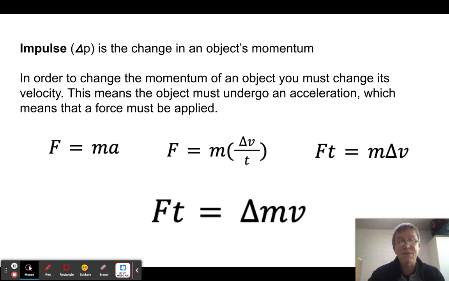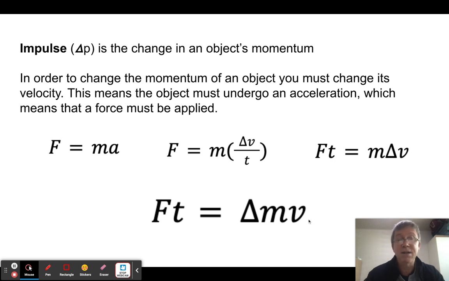In order to change the velocity of an object, I have to make it accelerate. Otherwise, it didn't change its velocity. In order to make something accelerate, you got it, I have to apply a force. Remember, F equals ma. So the idea is this: if I say F equals ma, Newton's second law, and I say I'm going to define a as the change in velocity over time, because that's what it is, then I quickly can derive the impulse equation, which is force times time is equal to mass times the change in velocity. Now, since if I change the velocity of a mass, I've changed the momentum, we often write it this way.